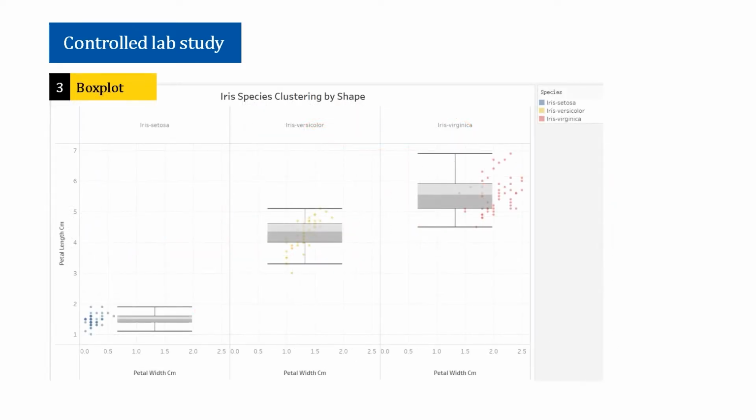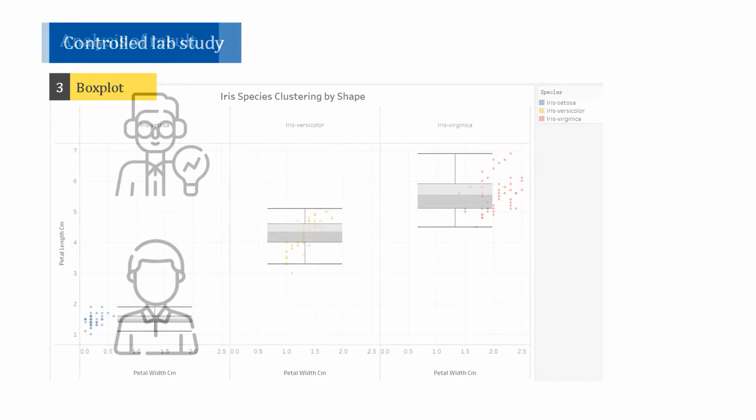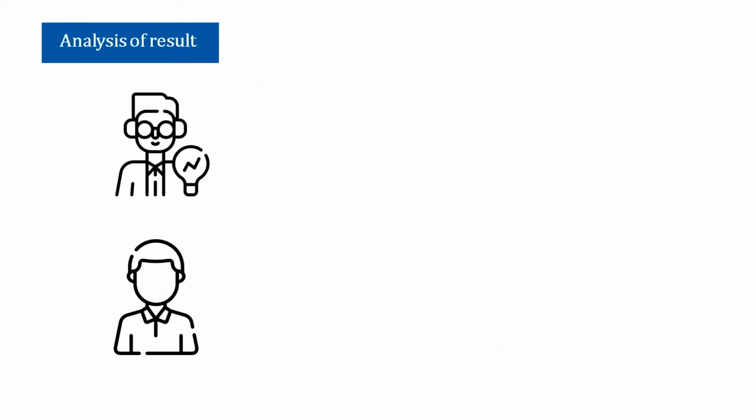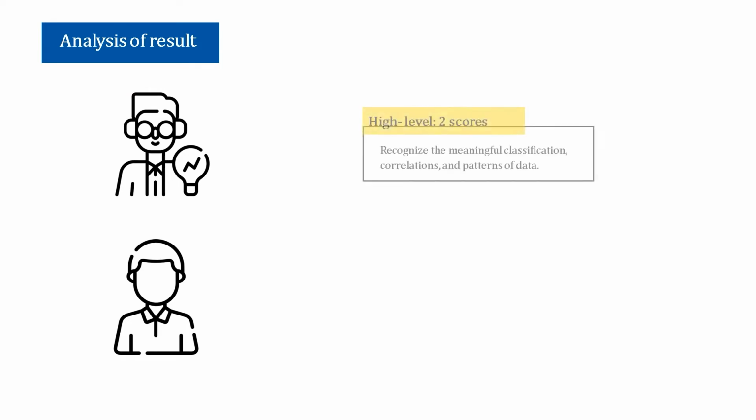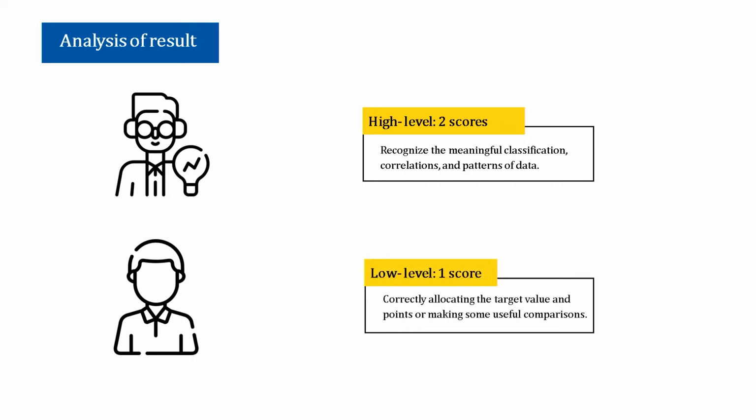The third task is a box plot, which uses separated distributions of the 3 species, where the box indicates the range and average value of plots. It provides a more specific view of each sample species. After collecting all the user data, we used an analytics standard of information visualization to evaluate their performance in the testing. High-level performance is when they can recognize the meaningful classification, correlations, and patterns of data, while low-level performance is correctly allocating the target value in points or making some useful comparisons.